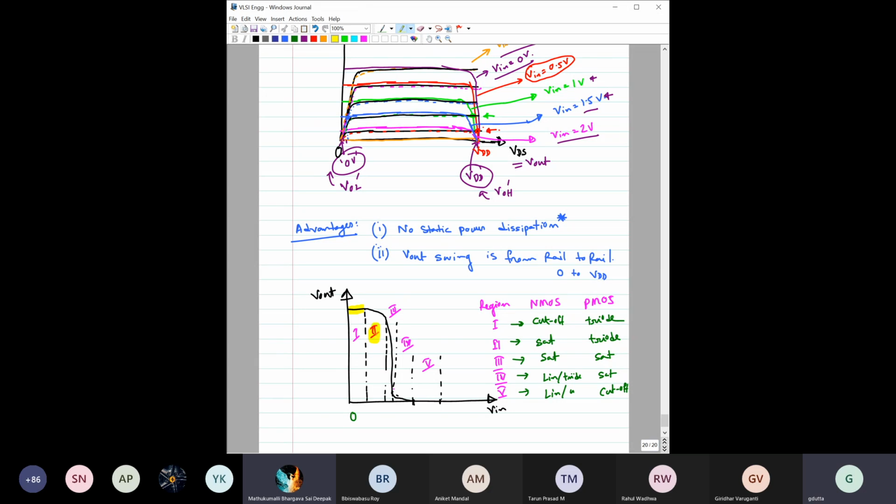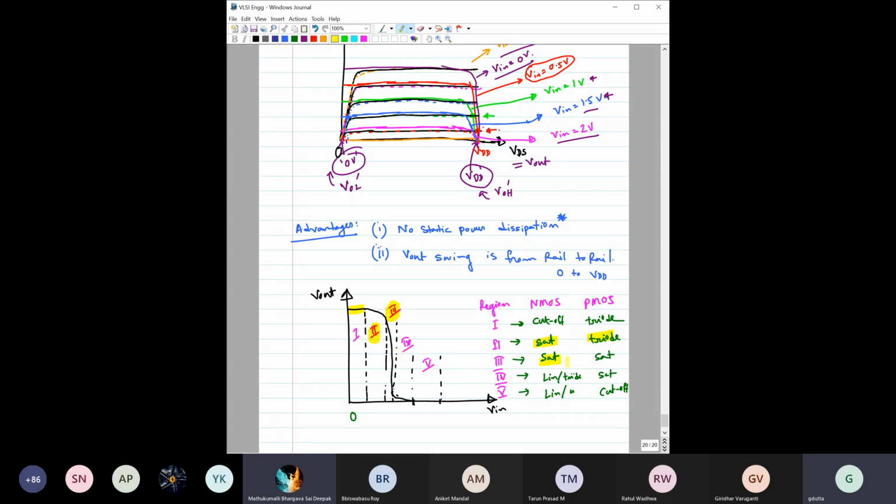Similarly, if you consider region 2, here the NMOS is in saturation, but the PMOS is in triode region, saturation and triode. So that way you should also be able to find the output versus input characteristics here, right? The third one is this region, where there is a huge swing in the output voltage with a small swing in the input voltage. So this region is very sharp, and a very steep fall will be there, right?